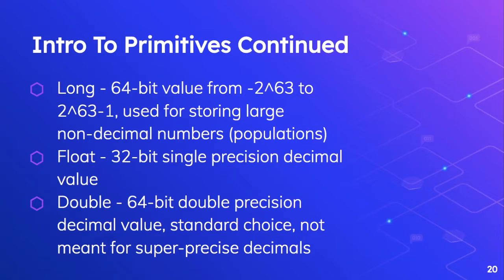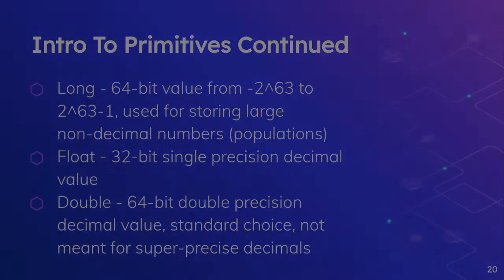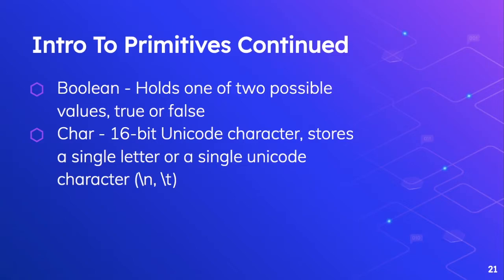If you want to save memory, then use the float. It's not meant for super precise decimals, so if you want to go really, really far out, there's a class for that. You can just look it up, but really, unless you're working with super precise numbers, double would be a good choice for decimals. A Boolean, now these are the two that don't actually have to relate to numbers, holds one of two possible values, true or false, and the char is a 16-bit Unicode character, and it stores a single letter or a single Unicode character, so like \n, \t.